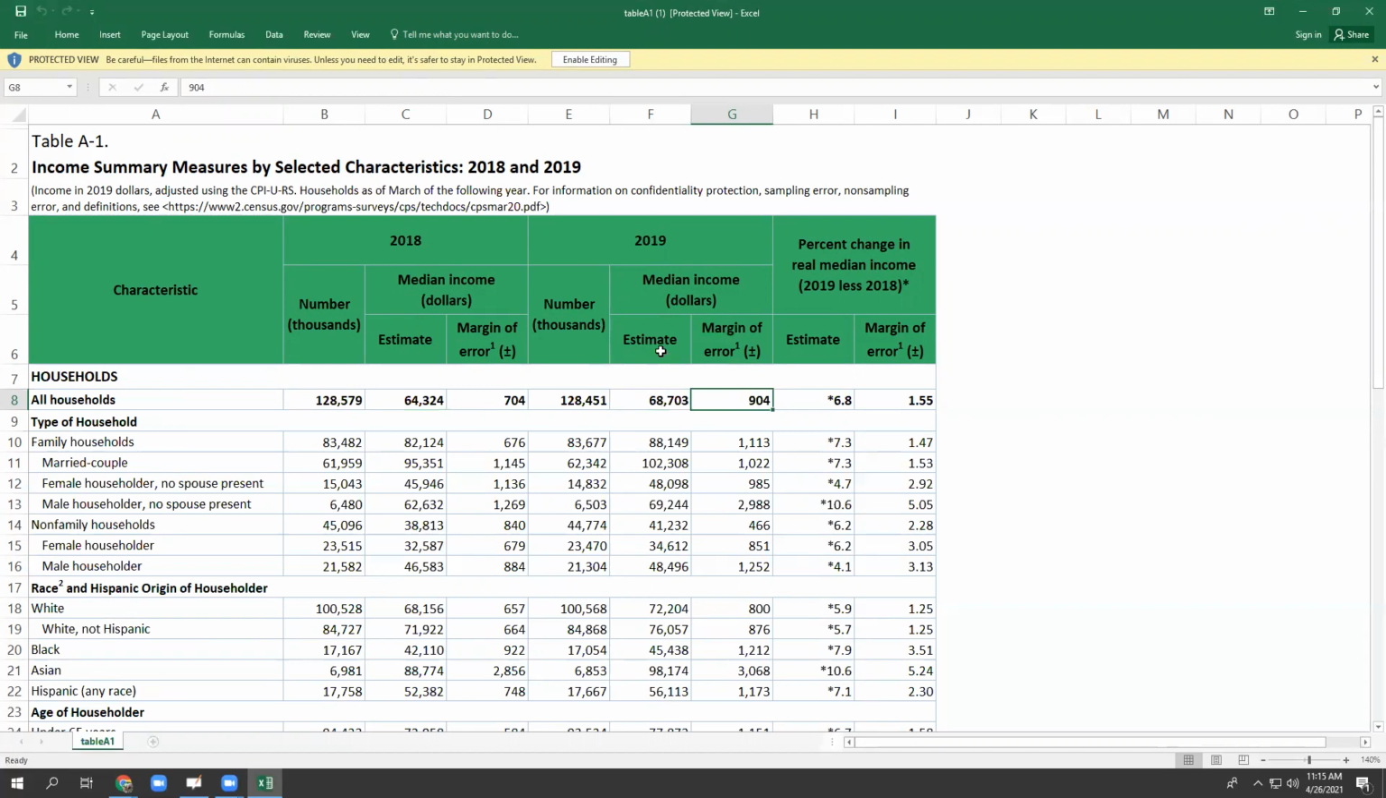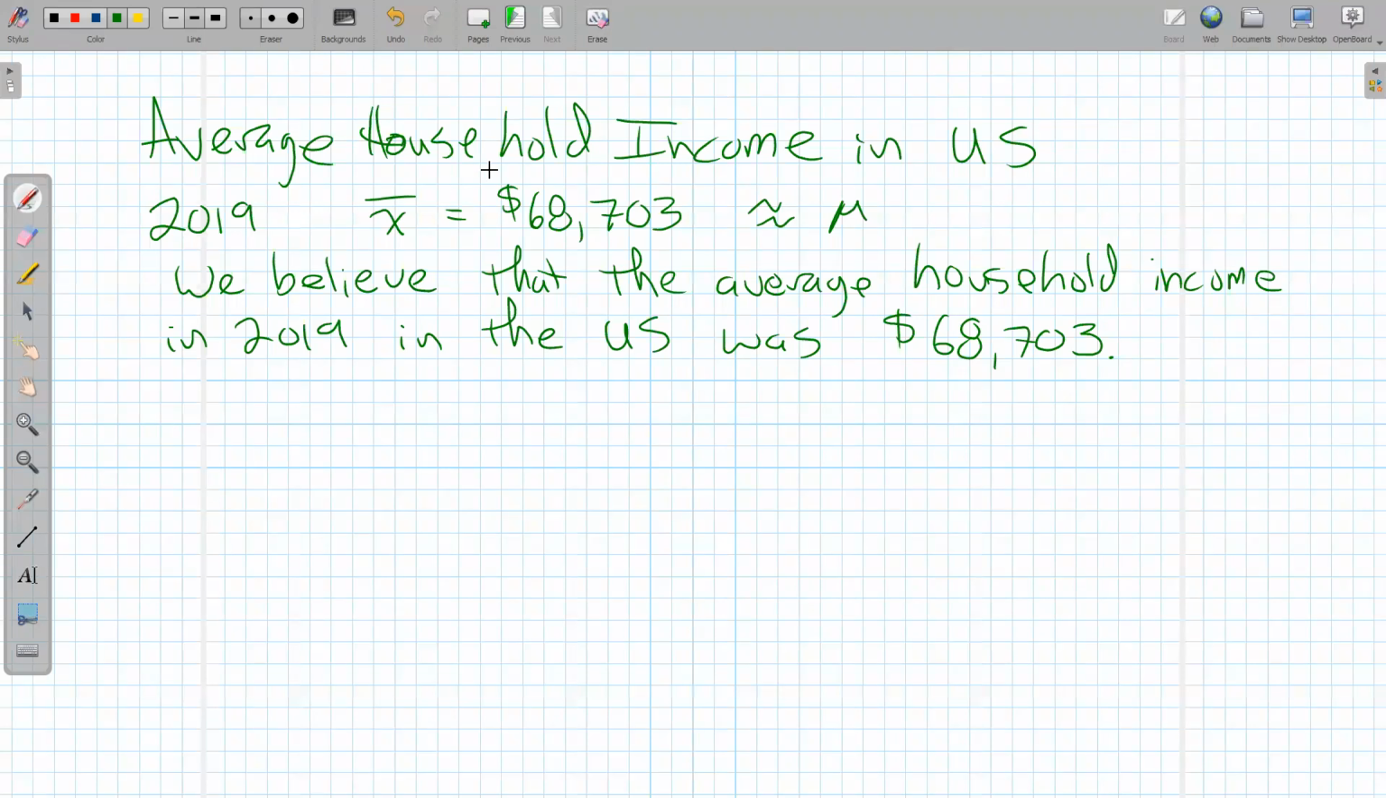Now generally when we make an estimate, the margin is in the same units. So if this was dollars, the margin is dollars. So they're saying there's a margin of error of 904. Let's take a look at what that means. So I'm going to add to this, comma, with a margin of error of $904.